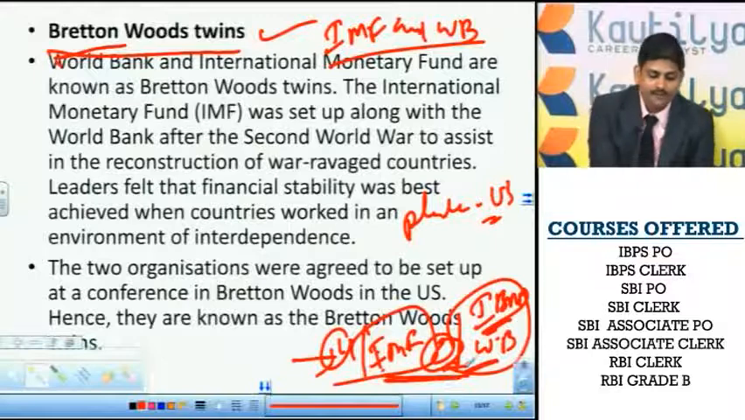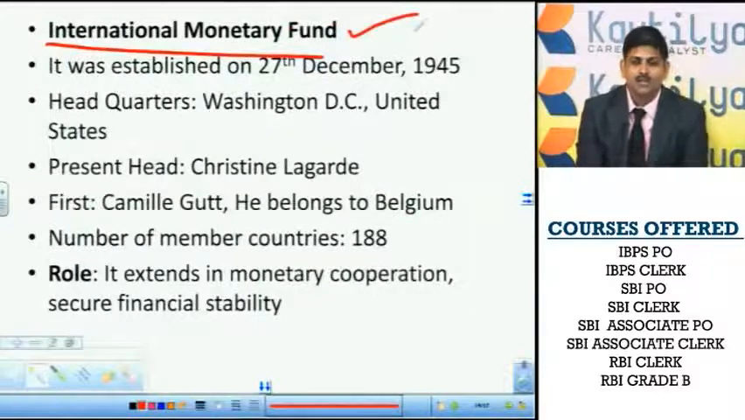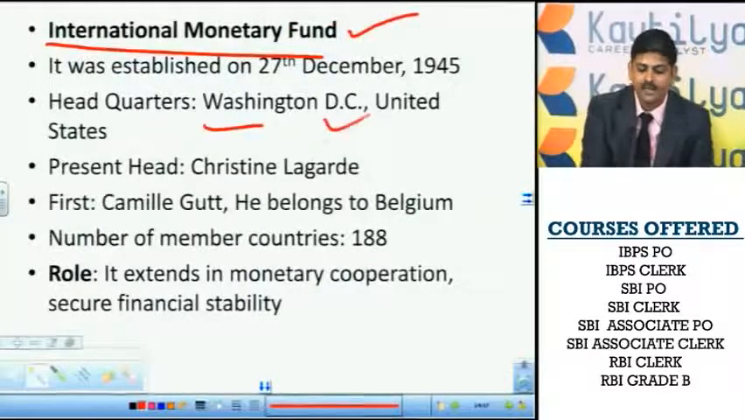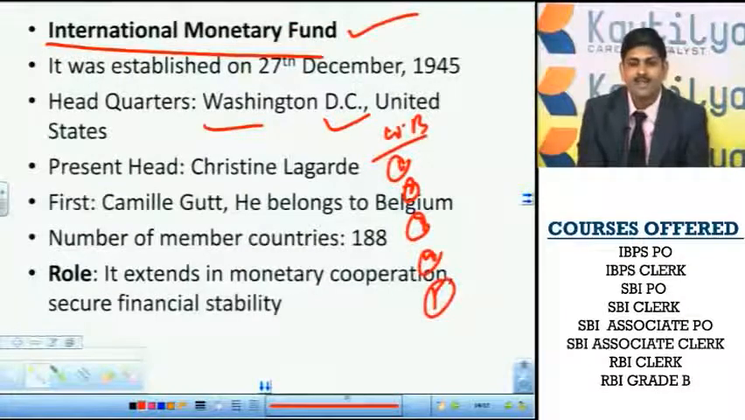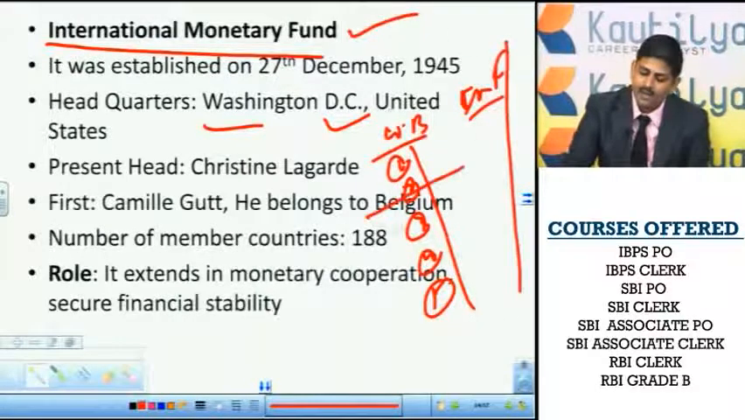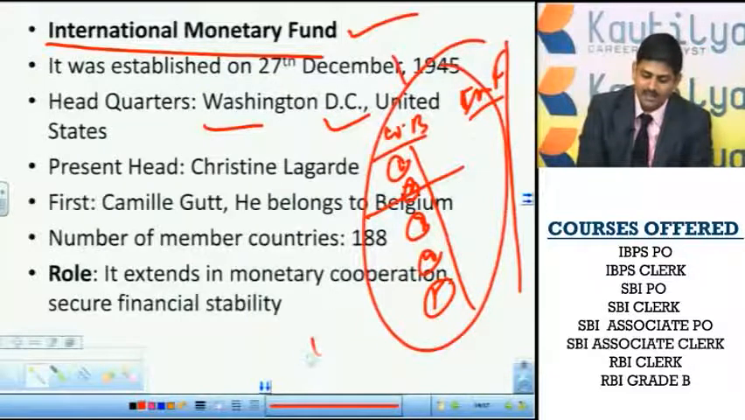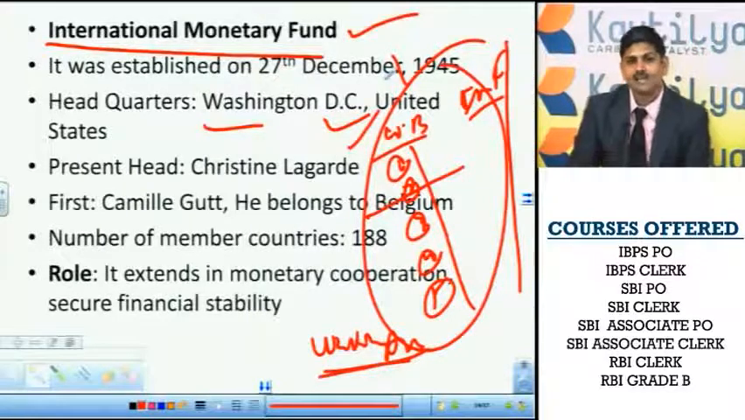Now, first of all, if we look at the International Monetary Fund, its headquarters is located in Washington. Here you need to remember that the World Bank actually has 5 wings, like the IBRD, the International Finance Corporation and others. All these organizations, as well as the IMF, have their headquarters in Washington. You need not read it again and again for every organization.